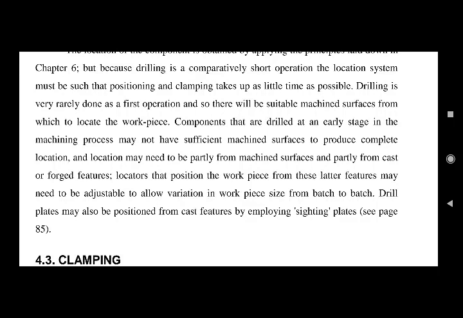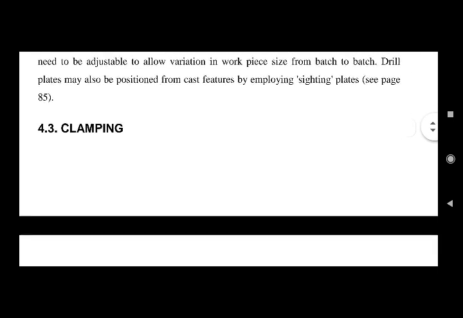possible. Drilling is very rarely done as a first operation, and so there will be suitable machined surfaces from which to locate the workpiece. Components that are drilled at an early stage in the machining process may not have sufficient machined surfaces to produce complete location, and location may need to be partly from machined surfaces and partly from cast or forged features. Locators that position the workpiece from these latter features may need to be adjustable to allow variation in workpiece size from batch to batch. Drill plates may also be positioned from cast features by employing sighting plates.